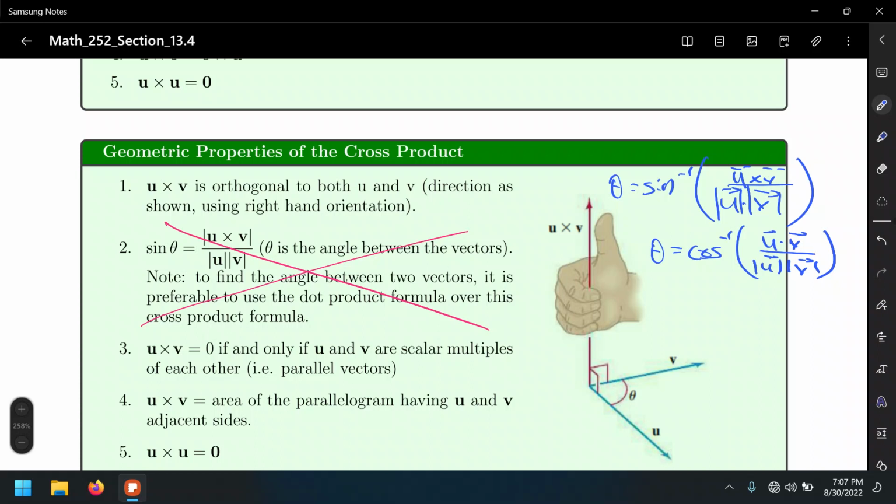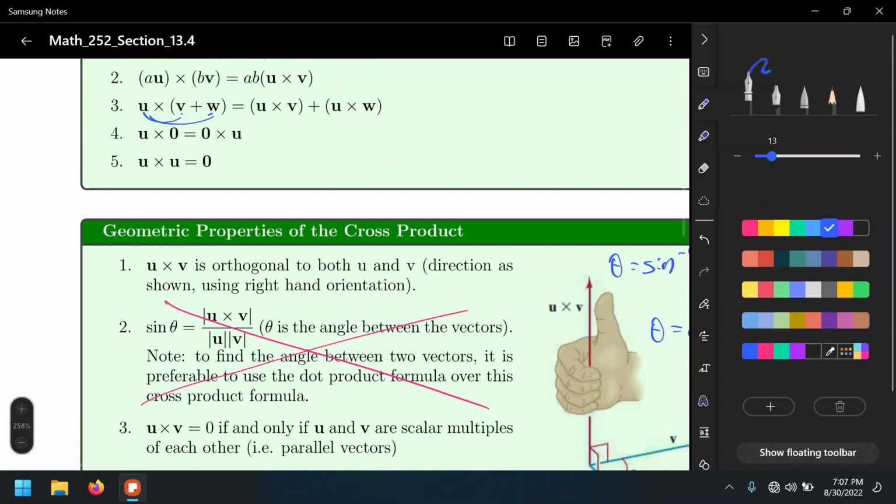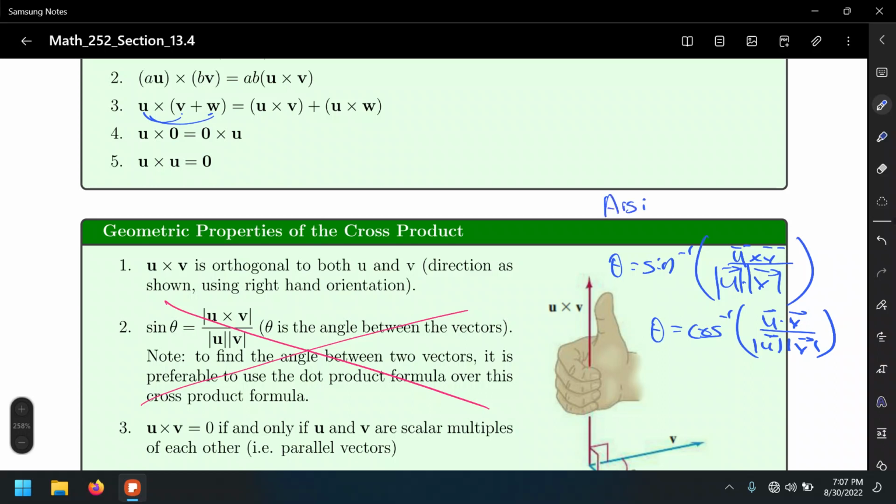But that's not the problem. The issue is with the range of the inverse sine function. The arcsine function has a, is that a domain? No, it's not, it's a range. The range is going to be negative pi over 2 to pi over 2, as opposed to the arccosine, which goes from 0 to pi, to 180.